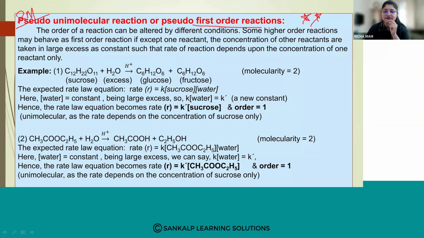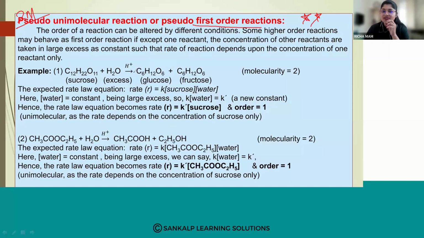The definition: a reaction in which the molecularity is 2. What do you mean by molecularity? We have seen that molecularity means how many reacting species are involved. Depending upon the number of reacting species involved, that decides your molecularity. Now, a reaction in which molecularity is 2 or more, but the order is 1, is called a pseudo first order reaction. We'll see the examples also, but understand the definition first.